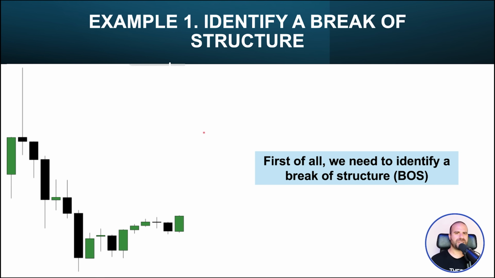Also, with the things that I'm teaching in the academy, I know that many people are passing through the strategies quickly. I have a bunch of strategies there. I want you to go and test them step by step. Let's proceed. Where is the break of structure happening in this image as I have it right here?